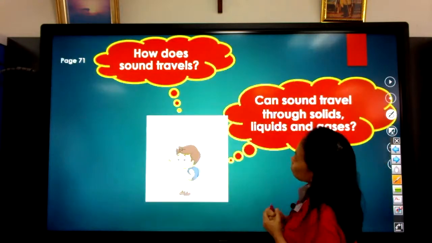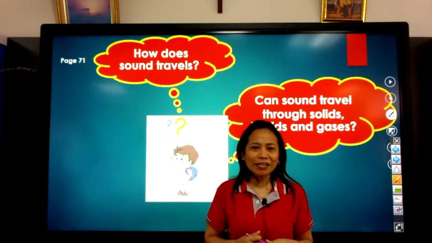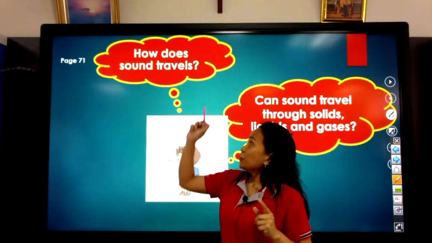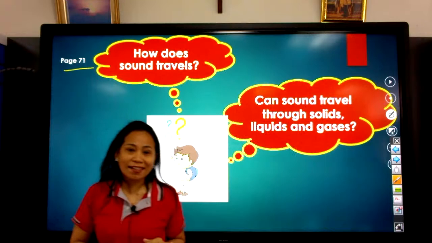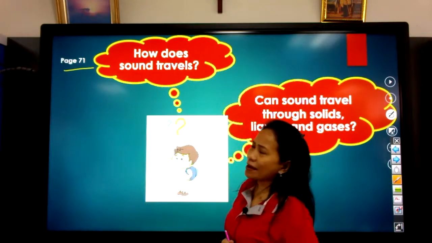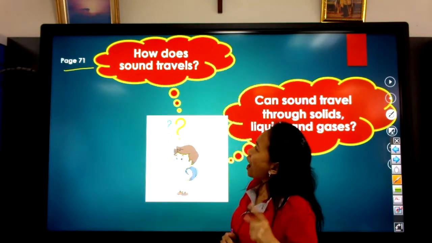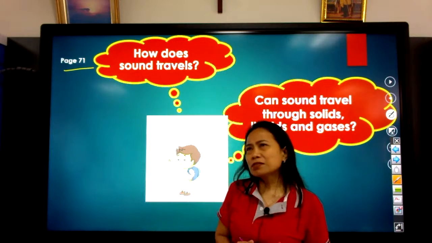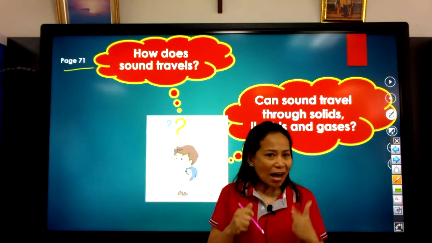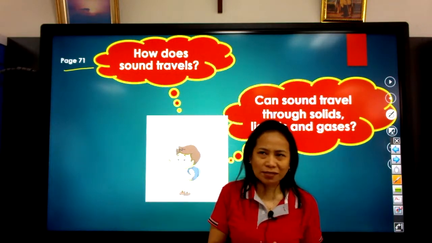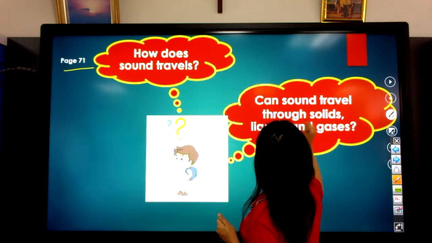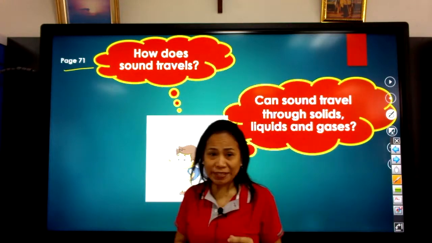Okay, so for our next activity, you can open your book to page 71. The question here is how does sound travel? Meaning, how fast does sound travel in different objects? And can sound travel through solid, liquid, and gas?